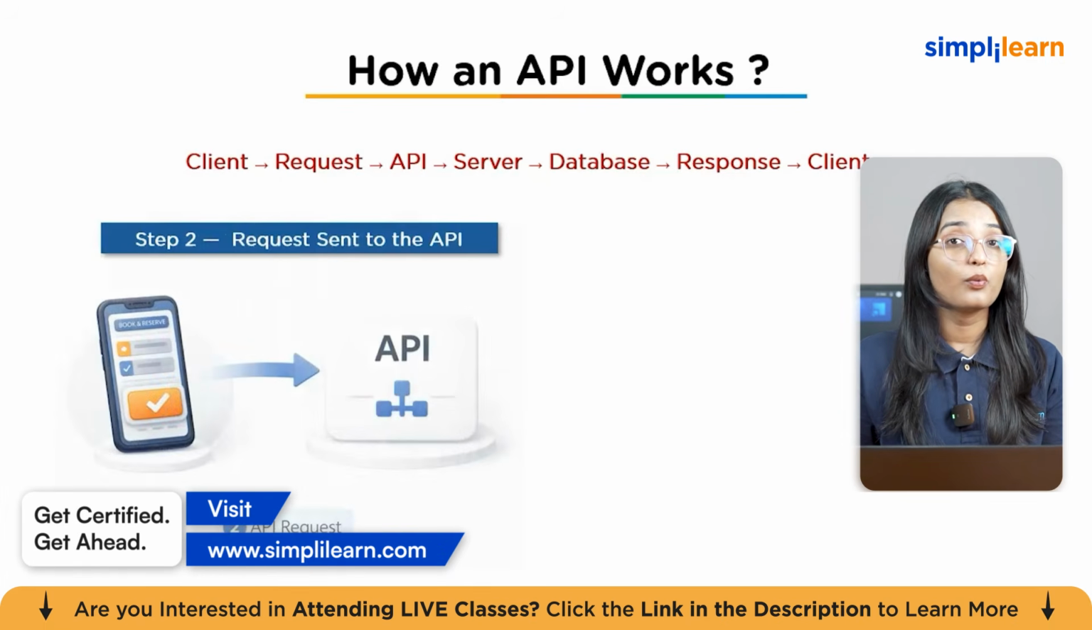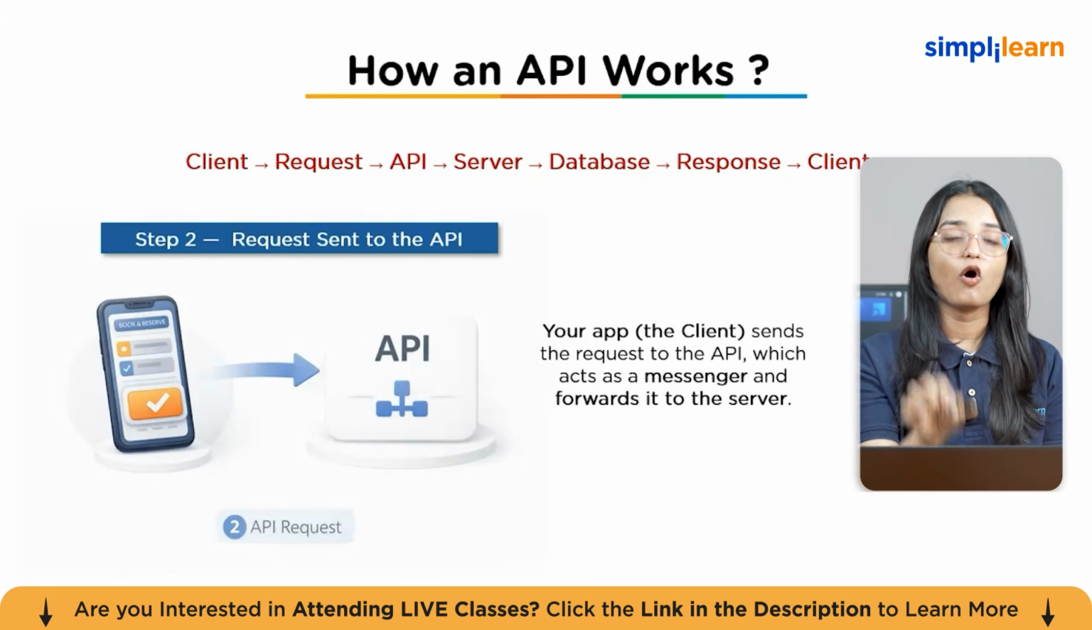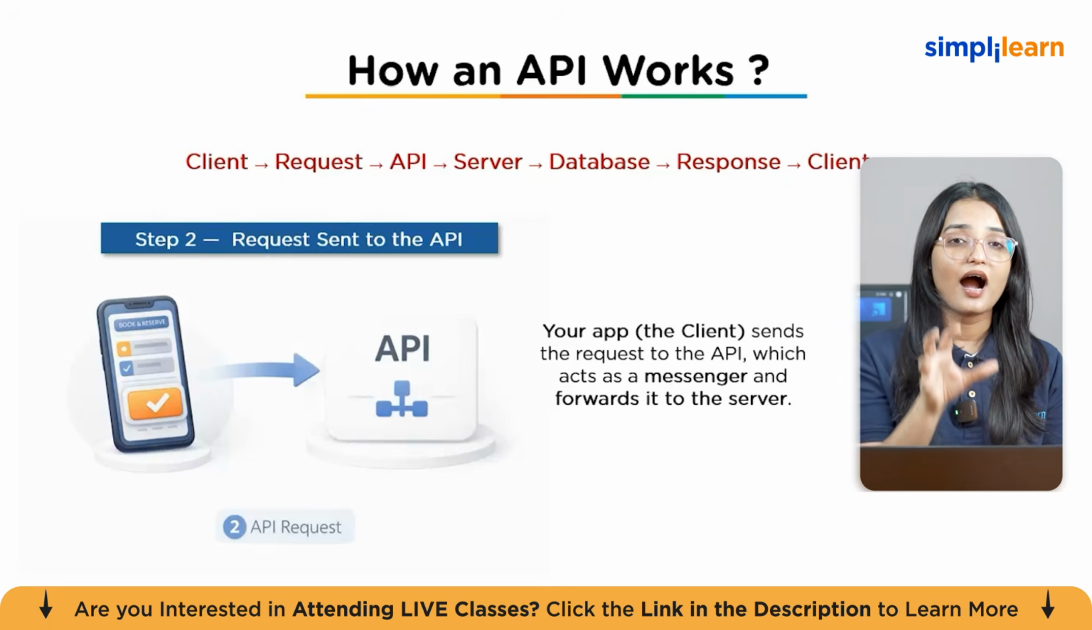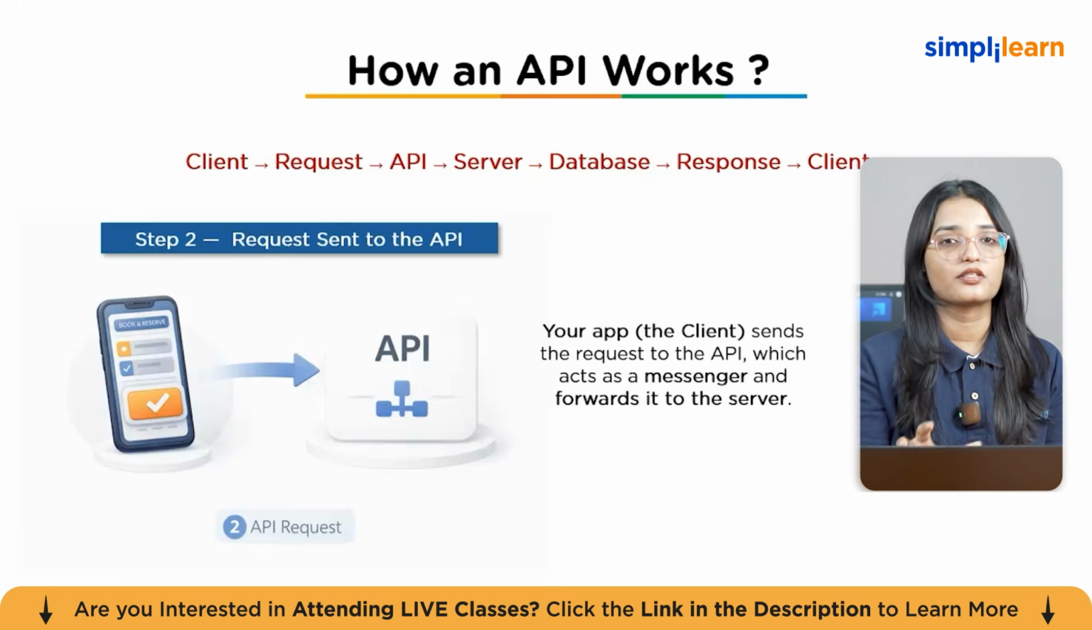Step 2 is the request being sent to the API. Now that you have made a request, your app, which is the client, sends it to the API. The API acts like the messenger here. It takes your request and delivers it to the server.